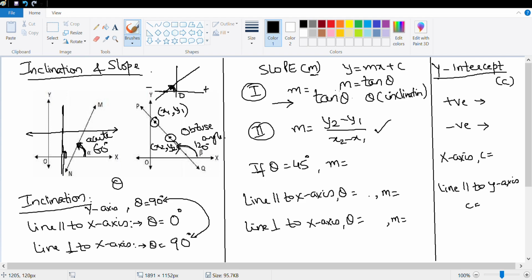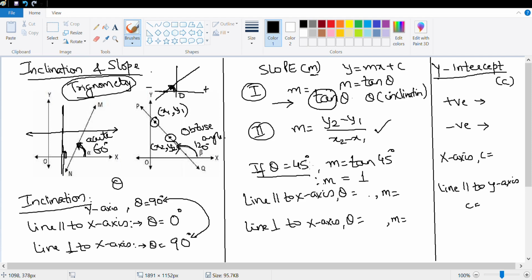Now notice I said tan theta. Now tan is a concept that we've done in trigonometry. We introduced it a bit. We did some exercises there. So this is a trigonometrical function which is tan theta. So you need to remember the value of tan for specific angles. So if theta is equal to 45 degree, m is equal to tan 45 degree, and tan 45 is 1. Therefore m is equal to 1.